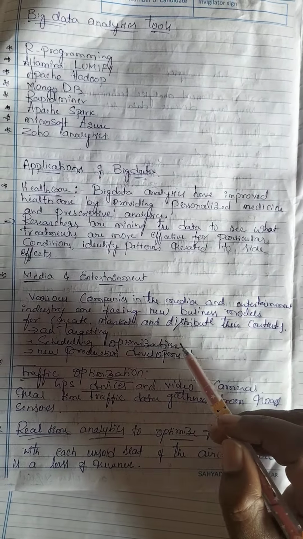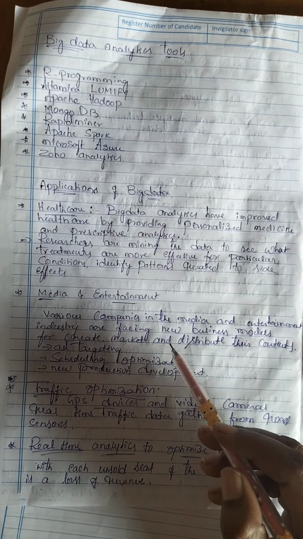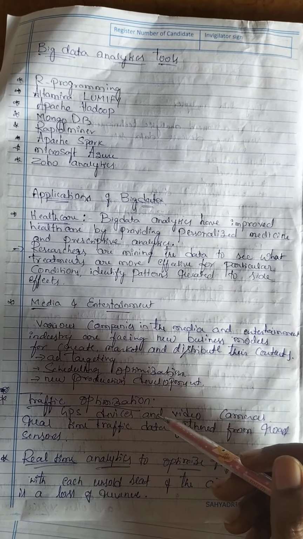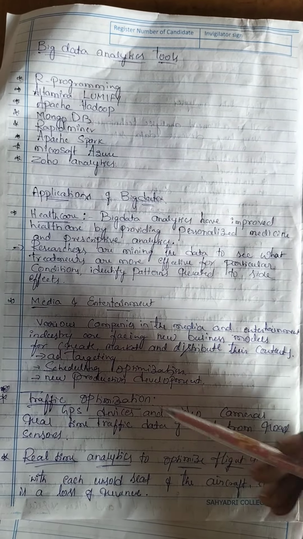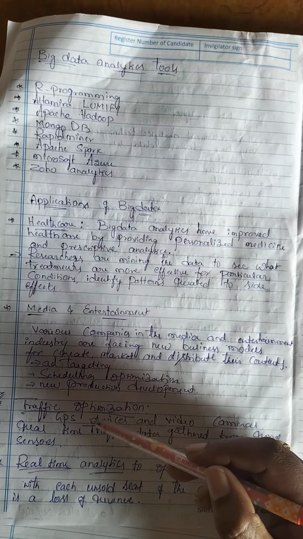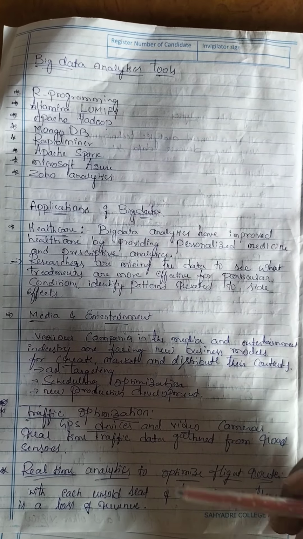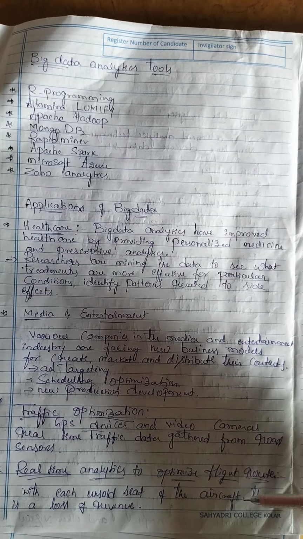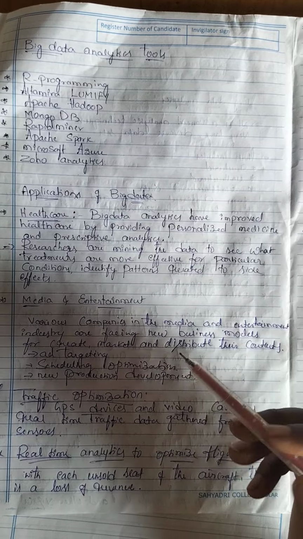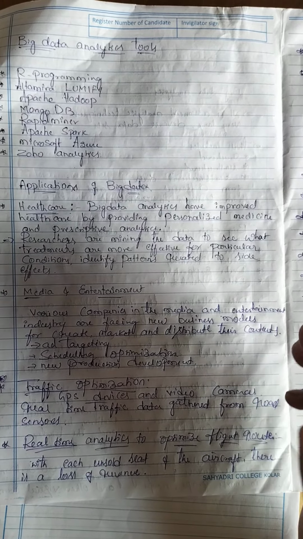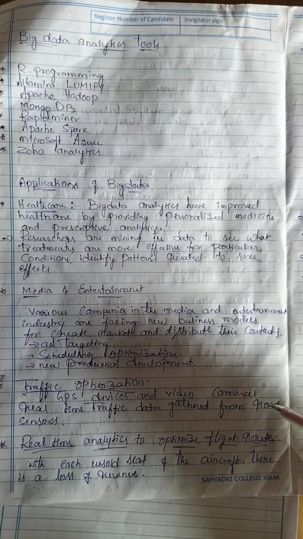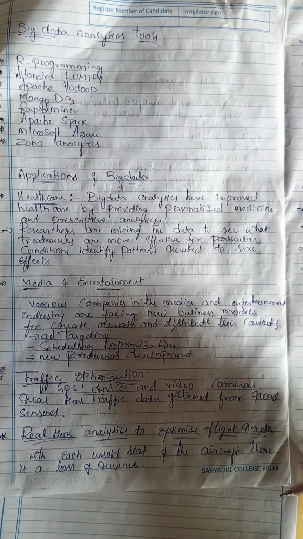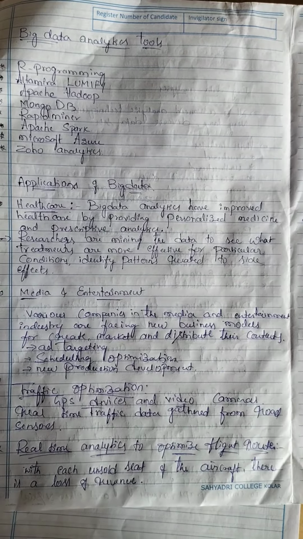So if they need some ideas, in entertainment they can also receive some basic ideas with the help of big data technology. And the next one is traffic optimization. Nowadays everyone is using traffic optimization. How? I think all of you know the GPS techniques. With the help of GPS devices and video cameras, real-time traffic can be analyzed, or we can gather the basic information from road sensors. With the help of sensors we can optimize the data.